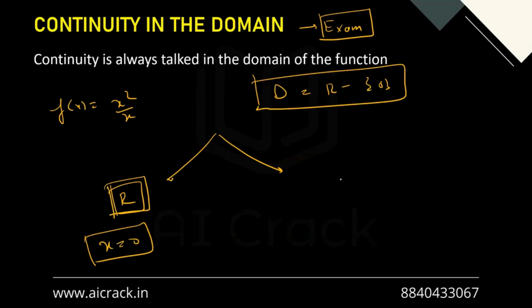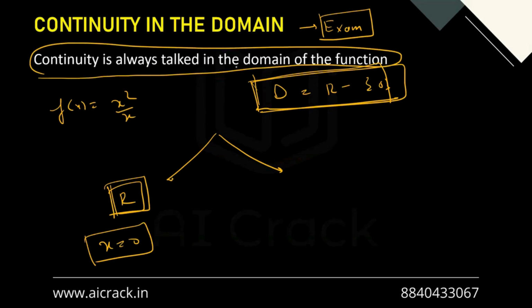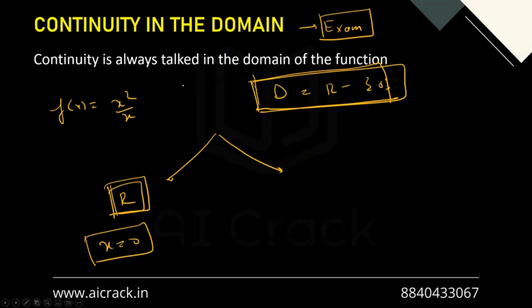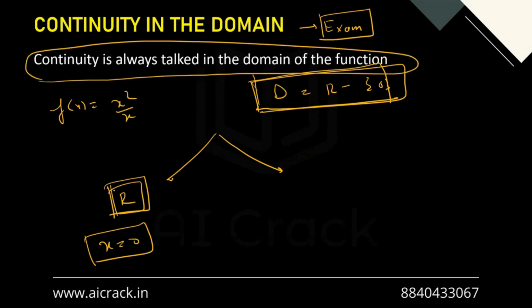But when we're talking about just "discuss the continuity of the function," we will just consider the domain part. So the function is always continuous in its domain. Such functions, not all functions, most of the functions are continuous in their domains. Continuity is always talked about in the domain of a function. When nothing is mentioned, continuity is always talked about in the domain of the function. But when they are specifically giving R, in that case we have to consider this point. So this was just meant for this language difference and nothing else.